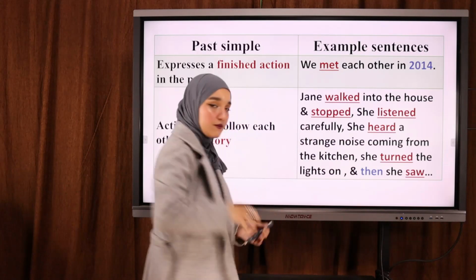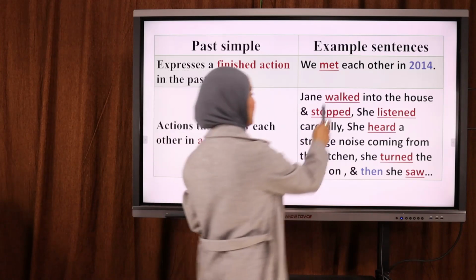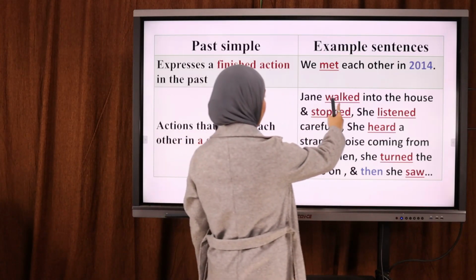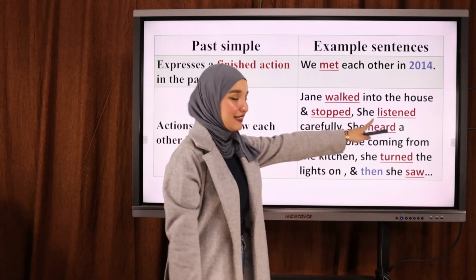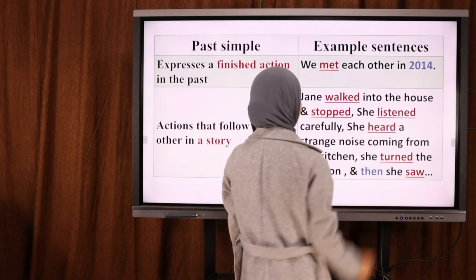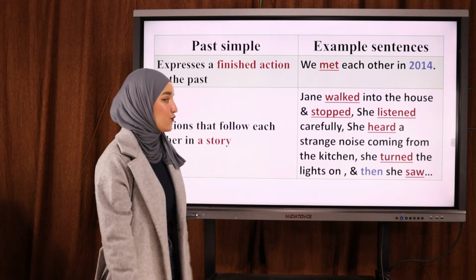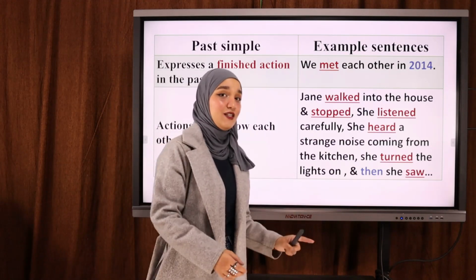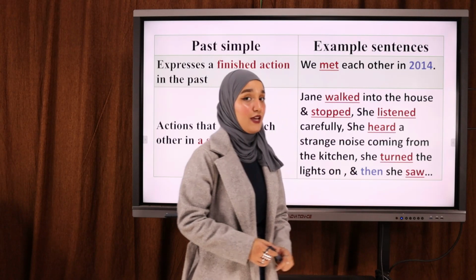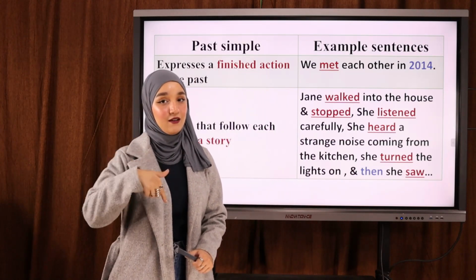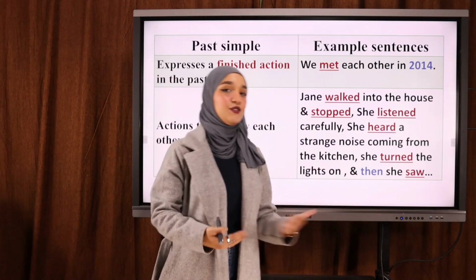So, Jane walked. This is a story, okay? هذه قصة. So, Jane walked into the room. I'm using the verb walk, مشت. Walked into. Walk became walked. Jane walked into the house and stopped. She listened. So, the T here is silent, okay? Listened. Carefully, she heard a strange noise, okay? صوت غريب. So, a strange noise coming from the kitchen. She turned the lights on, أشعلت الضوء, and bam! And then she saw. So, this is the past simple of the verb see. رأت, okay? أرى, رأى, أو رأت, okay? So, W here, we don't say saw, okay? Saw. I saw, she saw, okay?